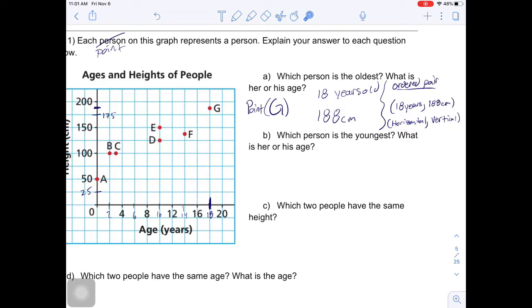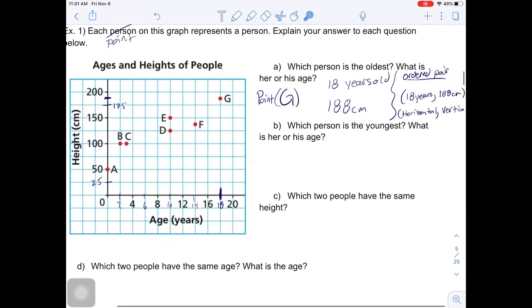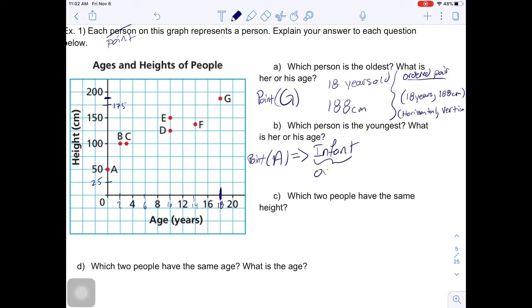Okay, let's go to B here. So which person is the youngest? What is his or her age? Well, the person who's the youngest here, it looks like they're 0 years old. A, right? So at this point, point A is the youngest. And this is probably an infant. Okay, they were just born. They're not even 1 year old. Look at that. So they are touching the vertical axis. And we can see that they are roughly 50 centimeters. So an infant, so that means 0 years old.